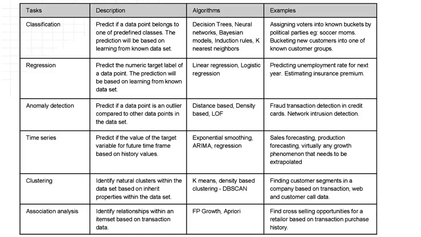Another task is association analysis. This is used in order to identify relationships within an item set based on transaction data. For example, apriori is the algorithm which we can use for this purpose. And the example for use of this algorithm is finding cross-selling opportunities for a retailer based on the purchase transaction history of customers.